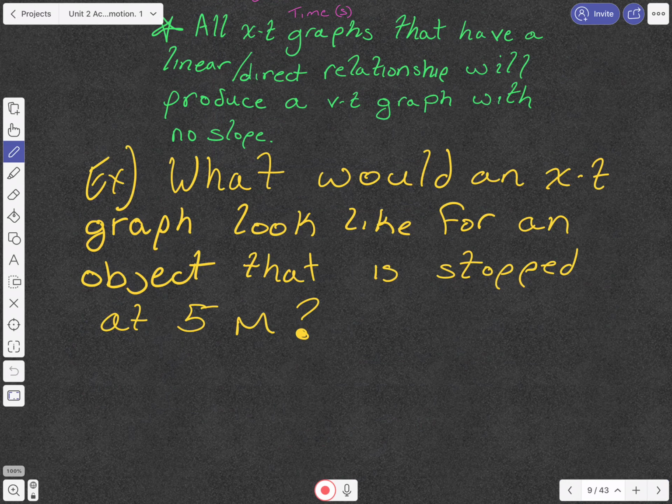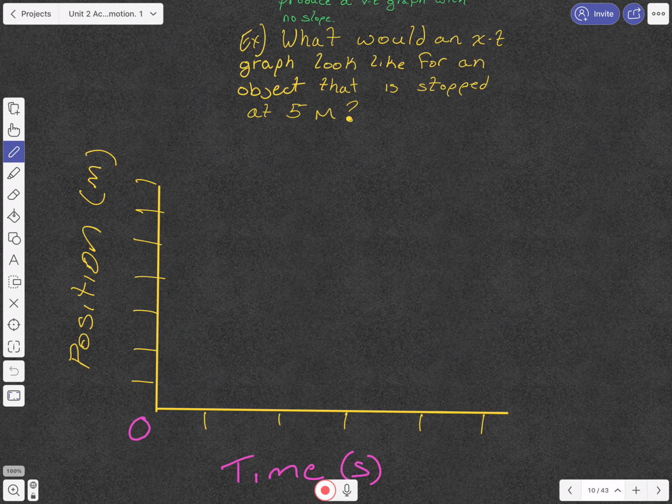So now what would a position time graph look like for an object that is stopped at 5 meters? If you hear papers rustling in the background, this is me just following along in the notes that you have. So again, I would say pause and figure this out on your own. We'll do 1, 2, 3, 4, 5 seconds. And 1, 2, 3, 4, 5, 6, 7 meters.